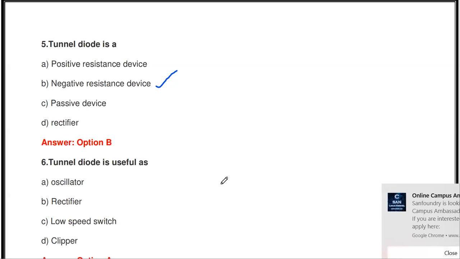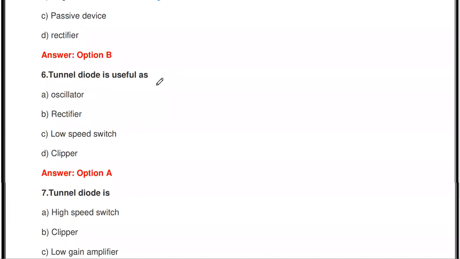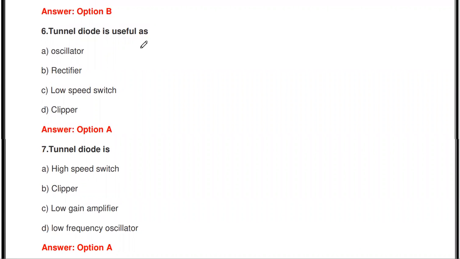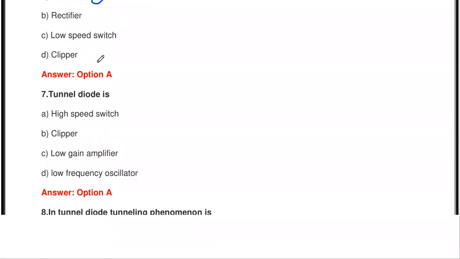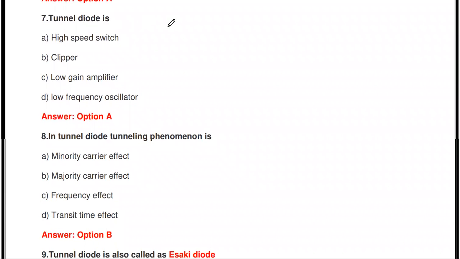Then the next one: tunnel diode is used as dash. Oscillator, rectifier, low speed switch, clipper. Tunnel diode is useful as an oscillator. It is used to generate microwave frequencies. Because of the negative resistance property, it is used as an oscillator to generate signals of high frequency. That is the correct one.